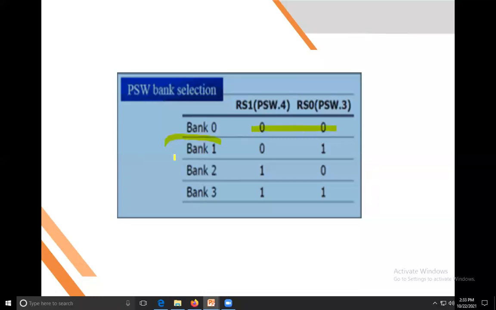If you want to select bank 1, then you have to put RS1 as 0 and RS0 as 1, then bank 1 will be selected. Bank 2 is 1 0: RS1 is 1, RS0 is 0, then bank 2 is selected. And for bank 3, you have to put 1 1 in your RS1 and RS0, then you will select bank 3.